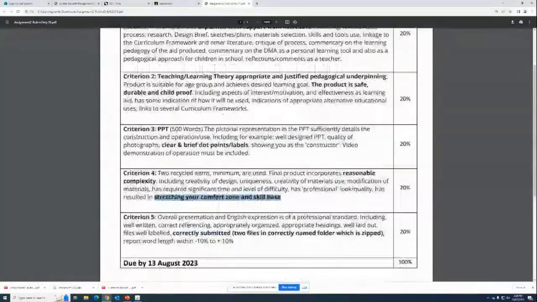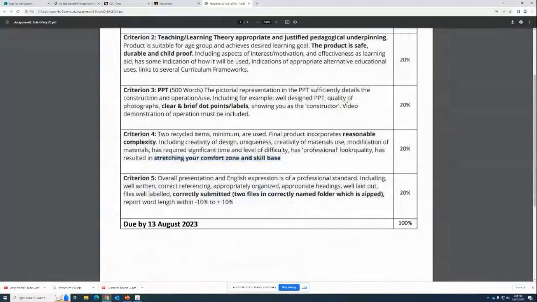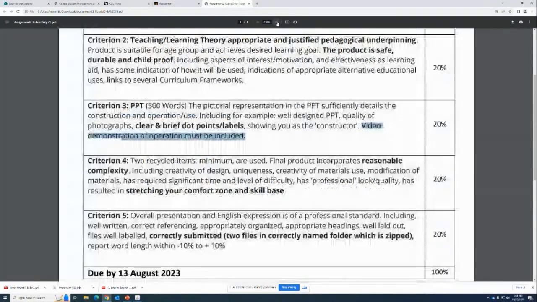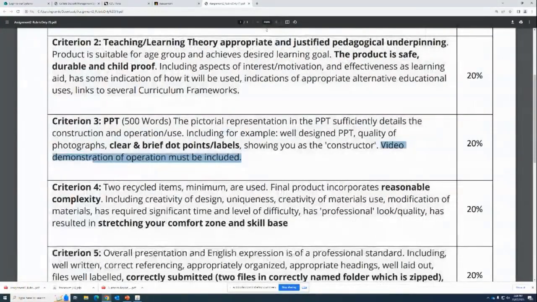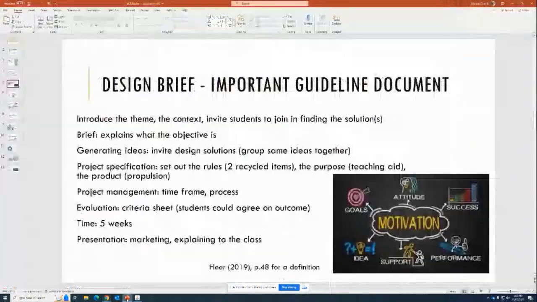Then you have your project management, the time frame, the process, and then the evaluation criteria sheet. So you need to provide the students with the criteria sheets. There is a criteria sheet available for you on LearnLine, and we're going to see it straight away. Here we are. It's going to be there.